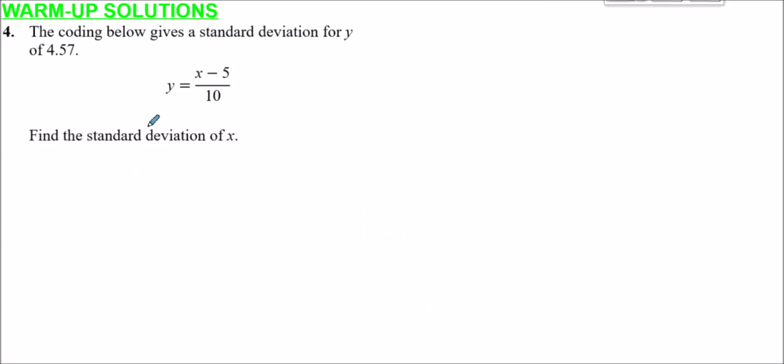Finally, question 4. This is a bit of revision again from stats. So we've had a variable x which has been coded into y, and we're told that the standard deviation for y is 4.57, where y is coded from x according to this. So we need to find the standard deviation of x. So in plain English, all that's happened is we've had a variable x, we've subtracted 5 from all values for this variable x, and then divided all of these values by 10. And so which of these numbers, 5, 10 or both, is going to affect the standard deviation of x?